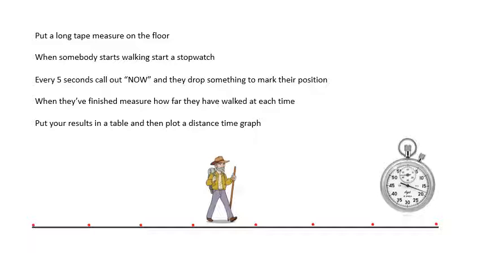Now, here's an experiment I do with my students. Put a long tape measure on the floor. Then somebody starts walking and somebody else starts a stopwatch, and every 5 seconds they say "now", and the person walking drops something on the floor next to the tape measure. Then when they get to the end, you go along the tape measure and write down all the distances, put them in a table and plot a graph. What does the graph look like?